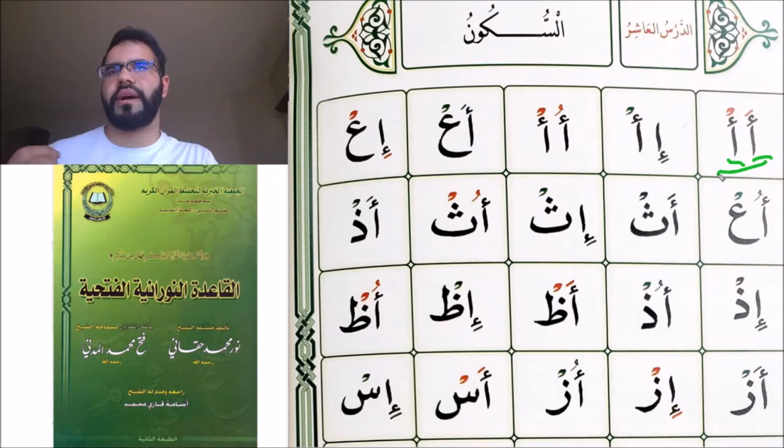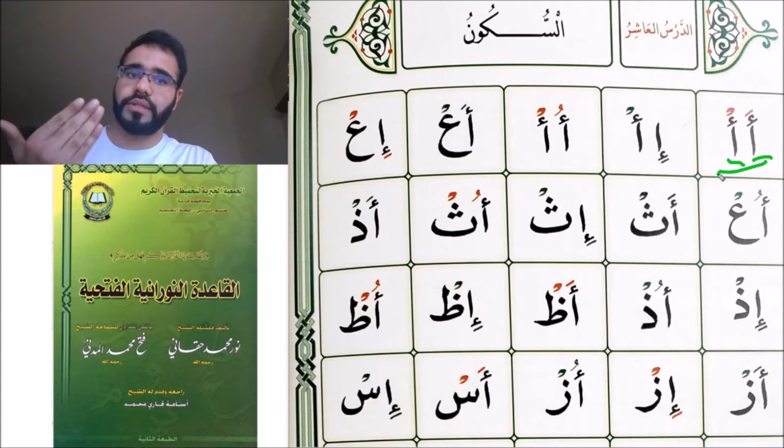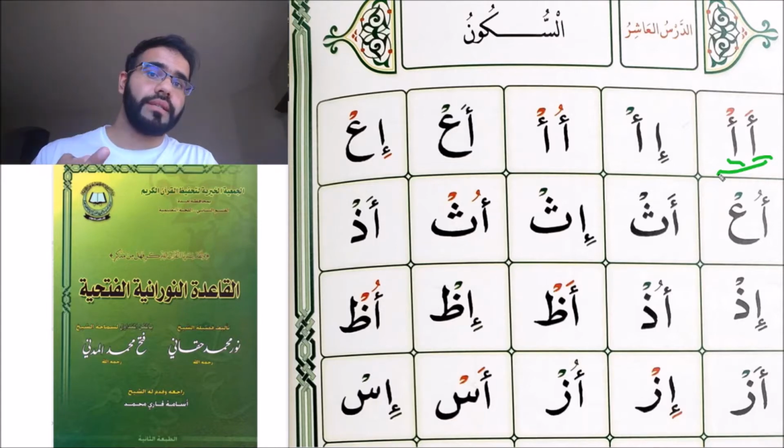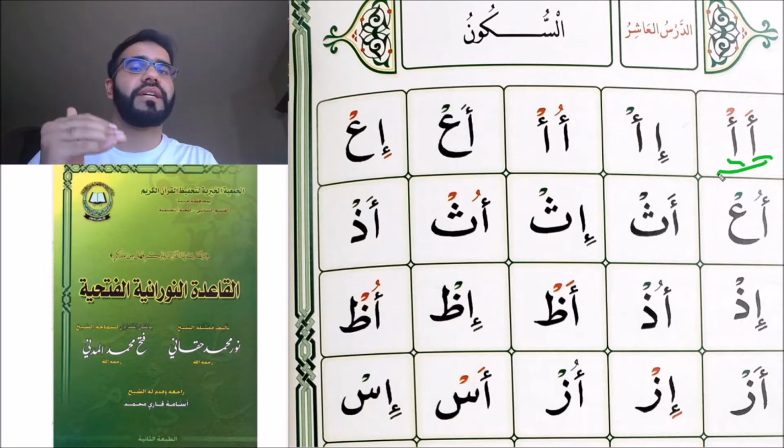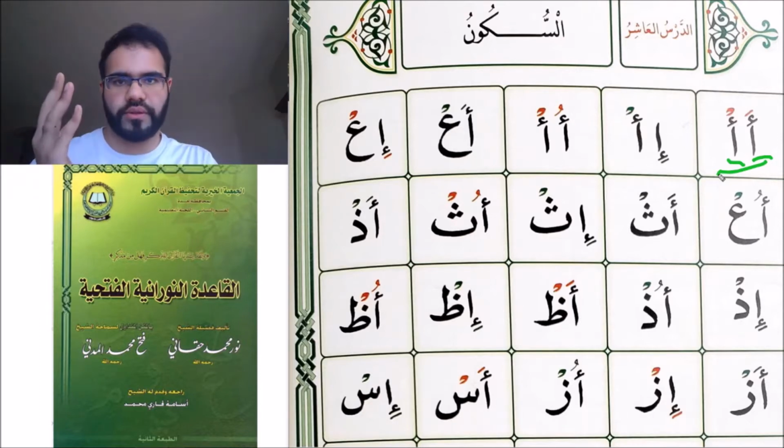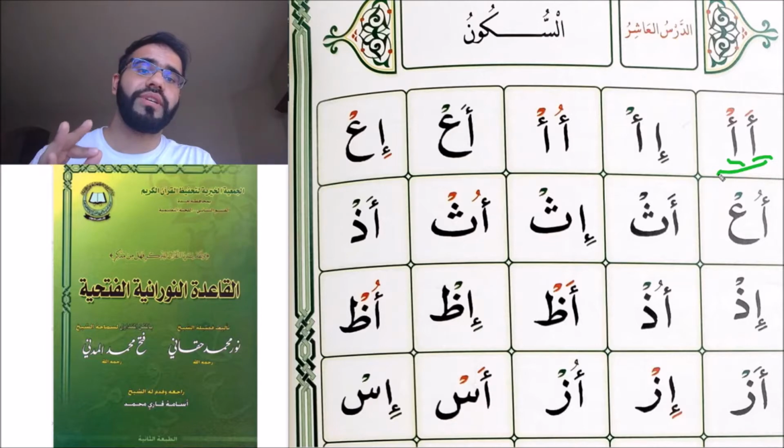Sukoon is just a matter of connecting letters together. Once you've connected the letter, it means you need to stop. You don't add an extra fatha, kasra, dhamma, or any other vowel sound to it. All you do is you just have that sound and you stop.